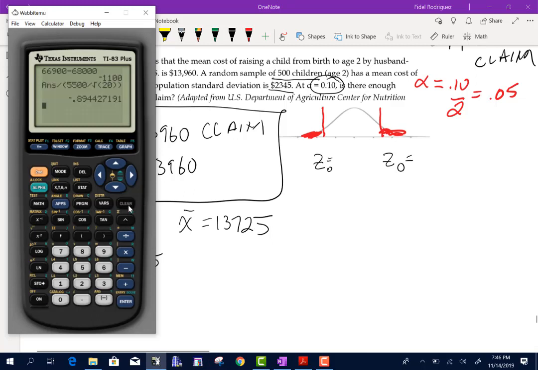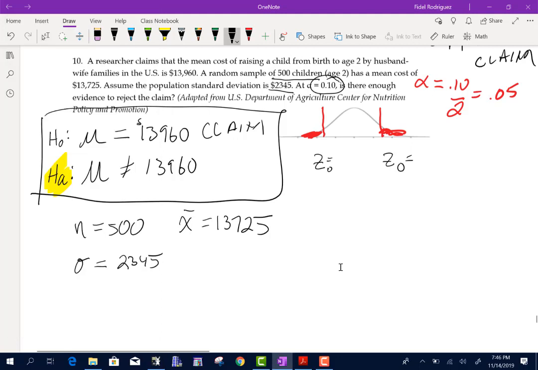Turn it on, right? Clear it out. Okay, second bars, we go inverse norm. Okay, and what's the number we're going to put in there? 0.05. Okay, there we go. Close it up. Okay, so negative 1.64. So this is a negative 1.64. Isn't this one going to be a positive 1.64? Oops. Positive 1.64.